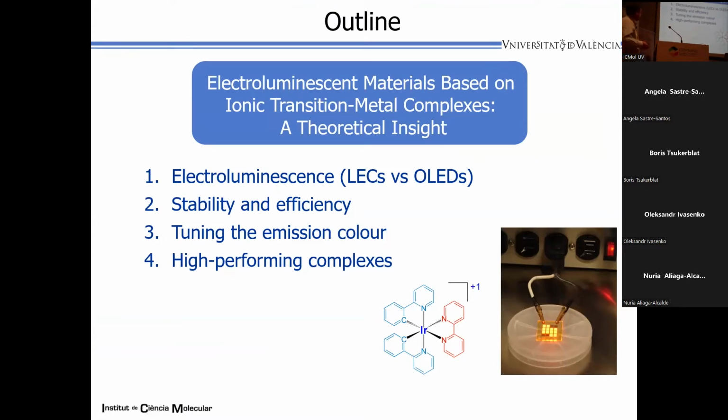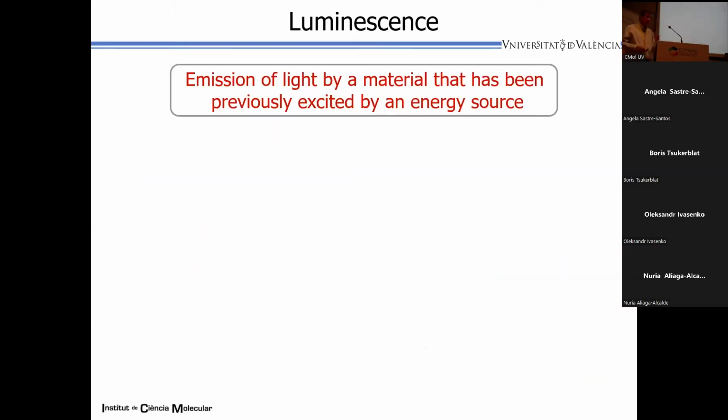Then I decided to recover this field we have been working on for years in this kind of materials, ionic transition metal complexes as electroluminescent materials. I will give an idea about electroluminescence, the main concept. I will compare these two kinds of devices, LEDs versus OLEDs. And I will speak about the stability and efficiency of these devices and also how to tune the emission color. If we are not very tired, at the very end, I will show an example of high performance complexes in this kind of device.